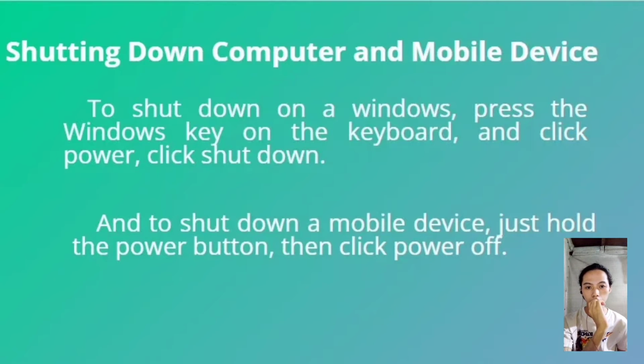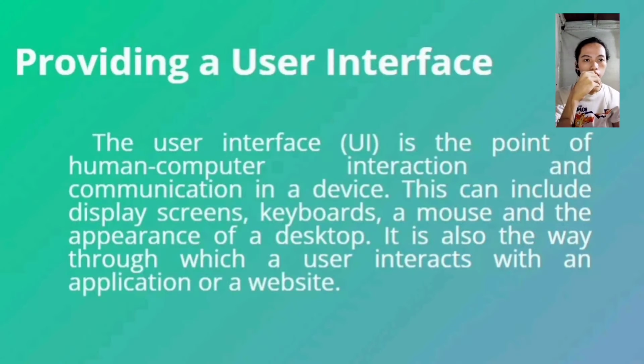Shutting down computer and mobile device. To shut down on a Windows, press the Windows key on the keyboard, click the power, and click shutdown. And to shut down a mobile device, just hold the power button, then click the power off.